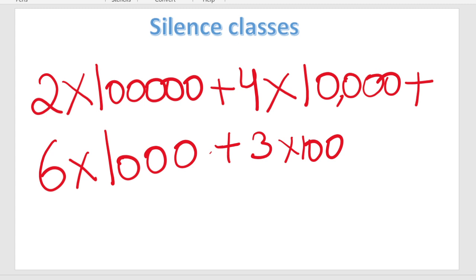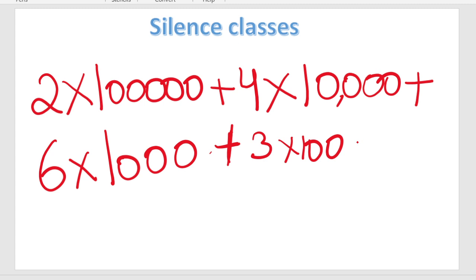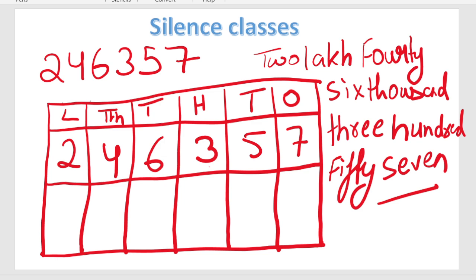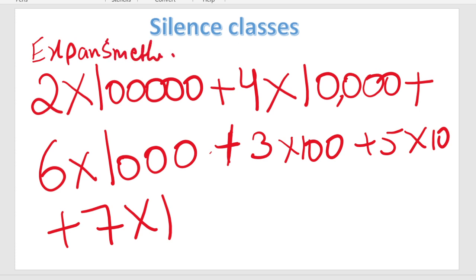We have to put a plus sign because, to make the number, if we multiply, then plus, we get the particular number which we are forming in an expanded form. Now 5 is in the tens place, so plus 5 multiplied by 10, and 7 is in the ones place, so plus we multiply 7 by 1. This is called the expansion method.